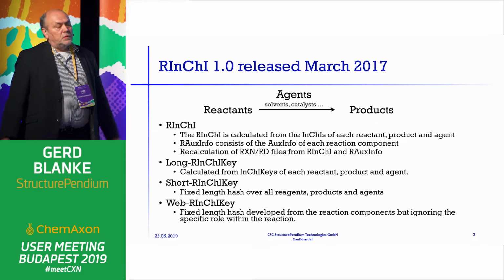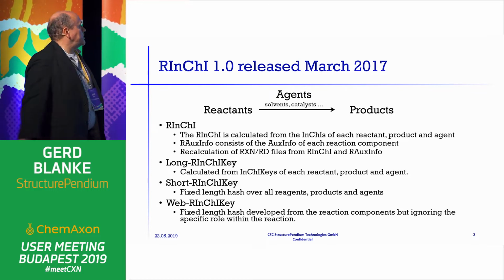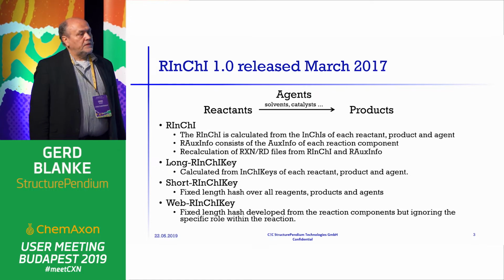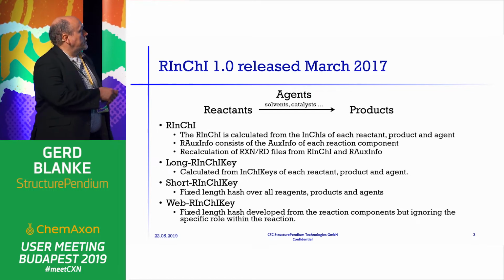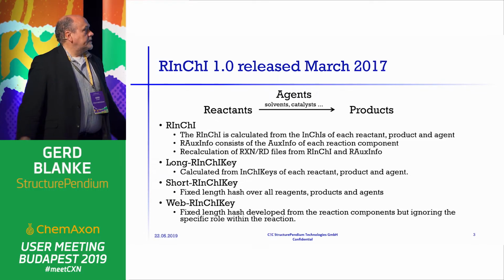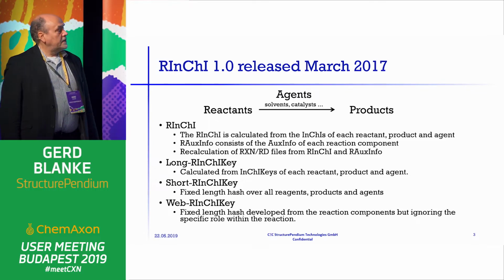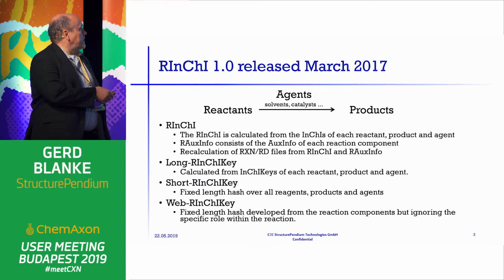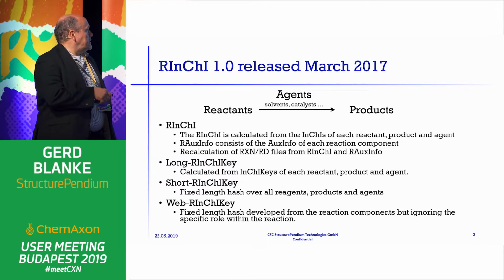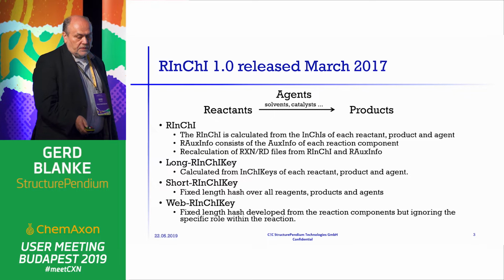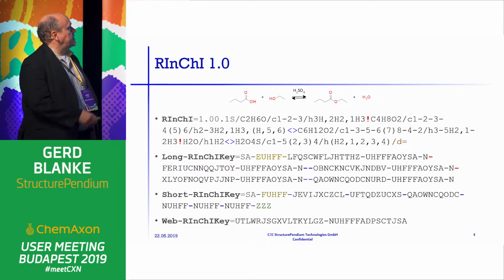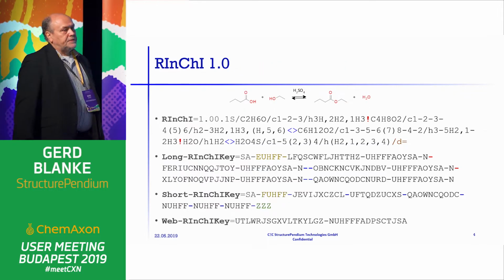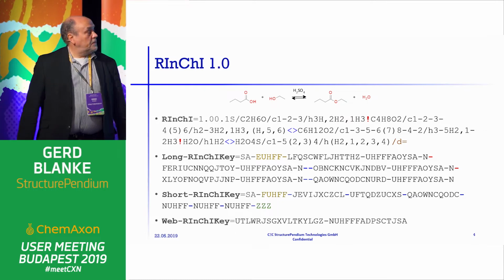So, what do we have to do? Just a short summary of what we discussed last year. We've got reactants, we've got products, and we've got any agents in a reaction, which may be solvents, catalysts, and whatever you have over there. We represent those in a so-called reaction InChI, which is better shown with an example over here. This is a very simple esterification, nothing particular.